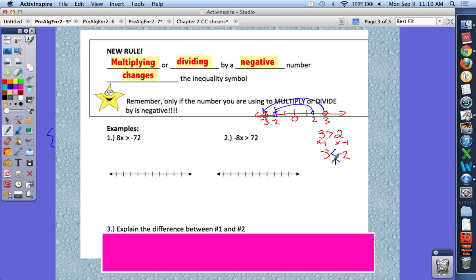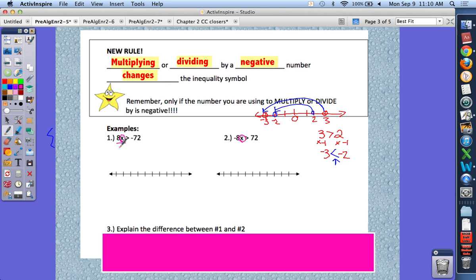So let's try these two examples, and then I want you to explain to me the difference between problem 1 and problem 2. In problem 1, what would you have to do to get x by itself? In problem 2, what would you have to do to get x by itself? Do you need to flip the sign in both of these? Take a second, solve these, pause the video, flip the page and answer number 3, and then press play.